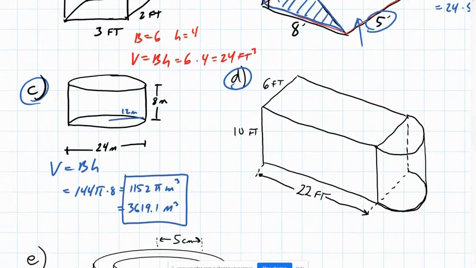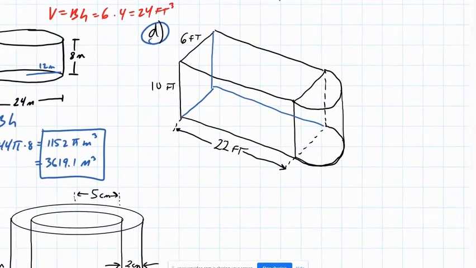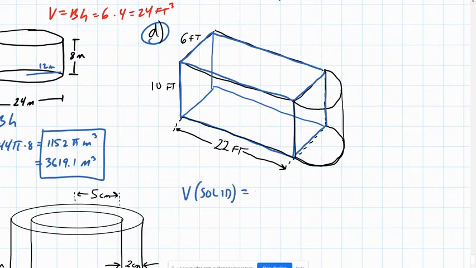For problem D, this is a composite figure, so it's broken up into two simpler figures that we'll put together. And so first we have the rectangular prism. So I'll outline that in blue. So we find the volume of that prism. So the volume of the solid is equal to the volume of the prism plus the volume of the half cylinder.